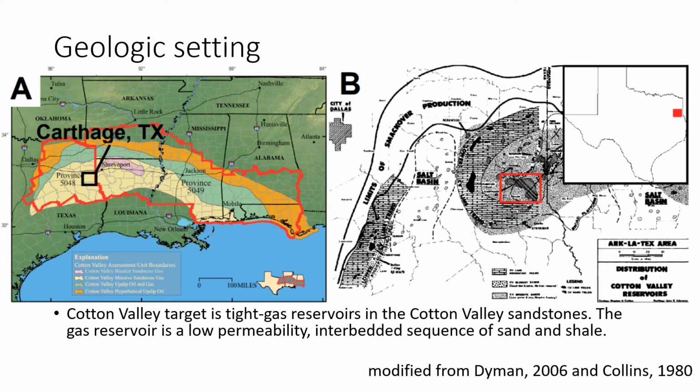The location of the dataset is in East Texas. It is coming from the Cotton Valley Formation in Carthage, Texas, shown in the black box in Figure A. In Figure B, we see that we are in East Texas in the red box, and the target formation of the Cotton Valley Reservoir is interbedded sand and shale layers with tight gas.